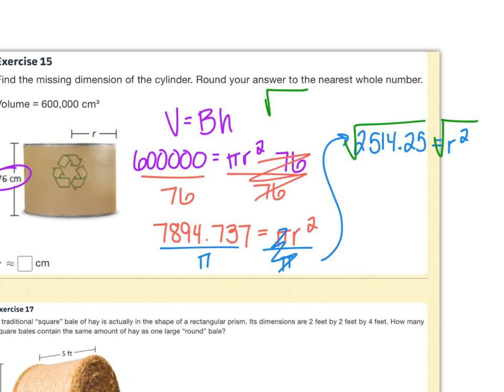2,514.25. So when I square root that number, I'm going to get r to be 50.1, but it does say the nearest whole number again. So that's just going to be closer to 50 centimeters for the radius.